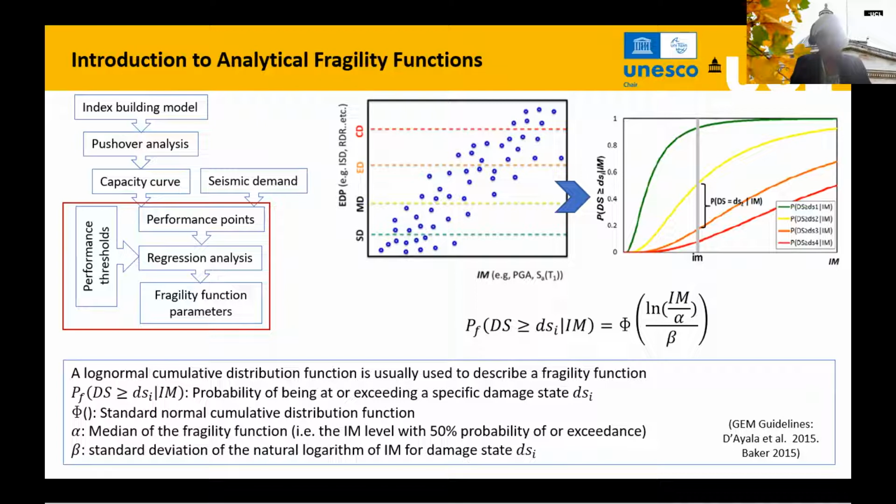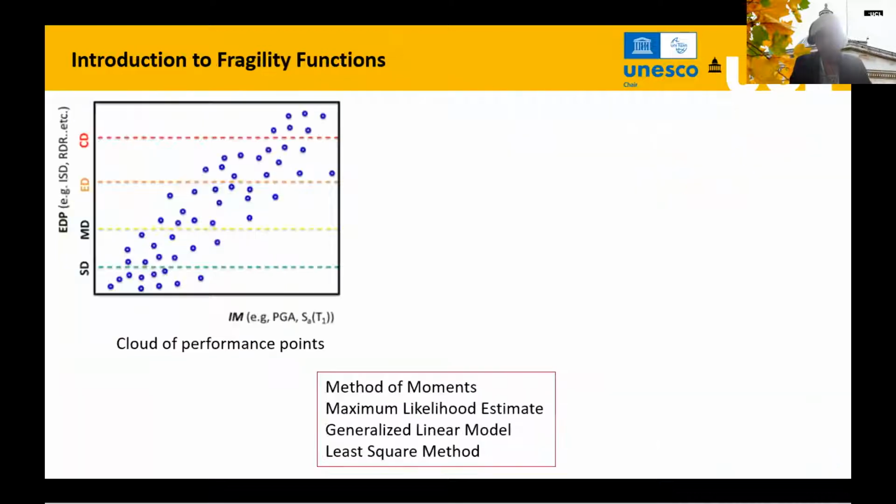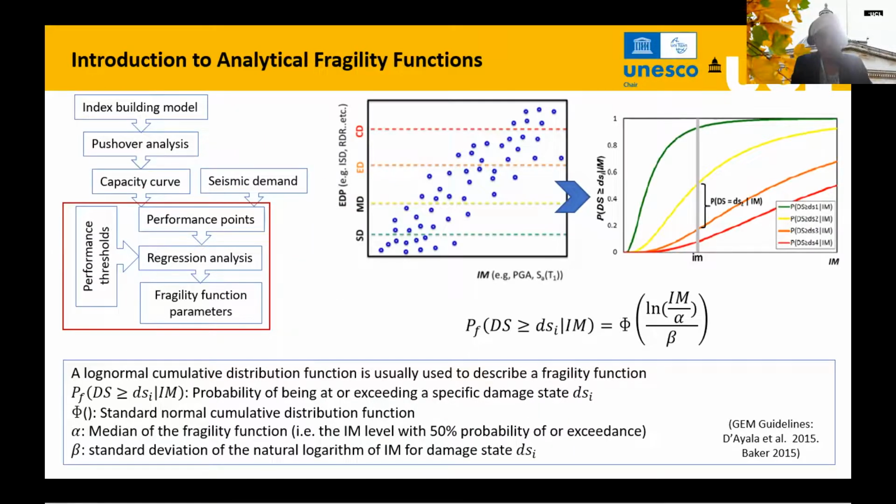Alpha is the median of the fragility function. It gives you the IM level at which there is a 50% exceedance chance for a given damage state. And beta is the standard deviation, or the dispersion, of the fragility function.